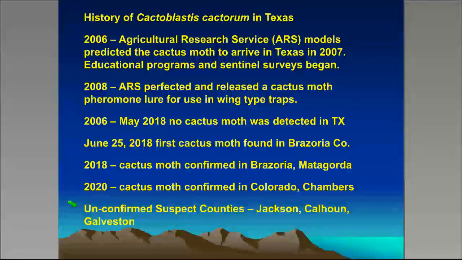Now, the last category is unconfirmed or suspicious counties, and we do have things that are being looked at that come from Jackson County, Calhoun County, and of course, Galveston County. So when I look at the confirmed records, Galveston County is in between Chambers County and Brazoria County. So you might suspect that we already have the moth there, but until you go look and you can collect a specimen by one method or another, and until it's confirmed, you don't call a county as part of the infected row that we have here in the state.